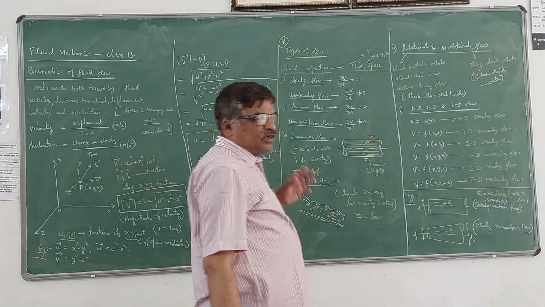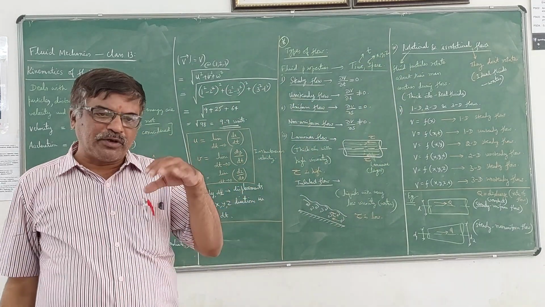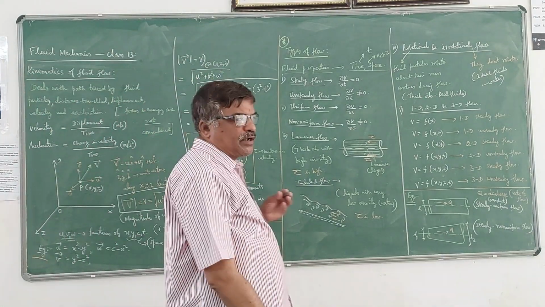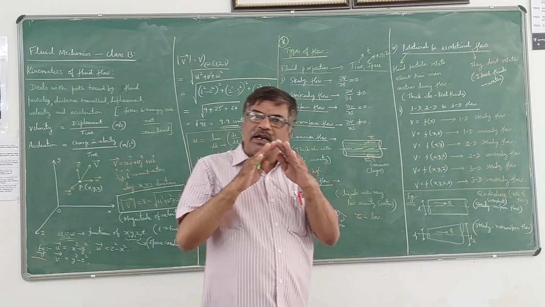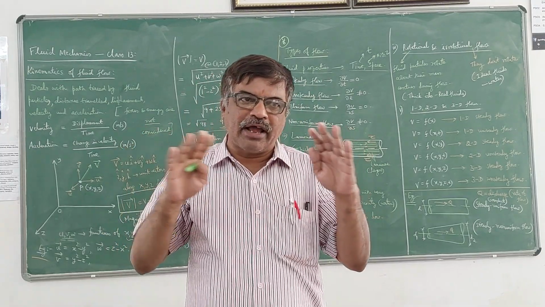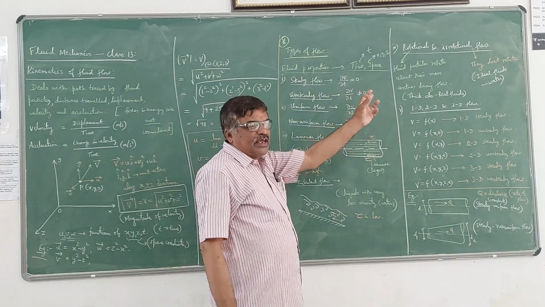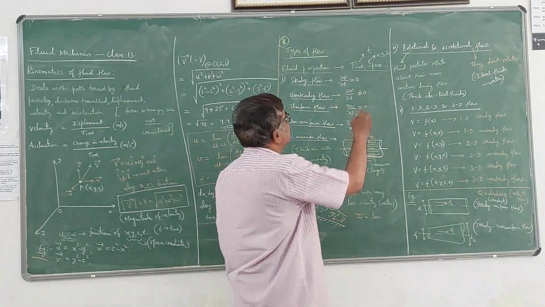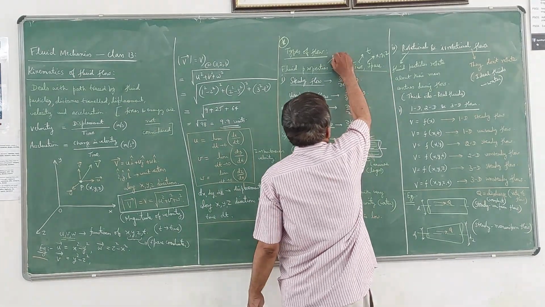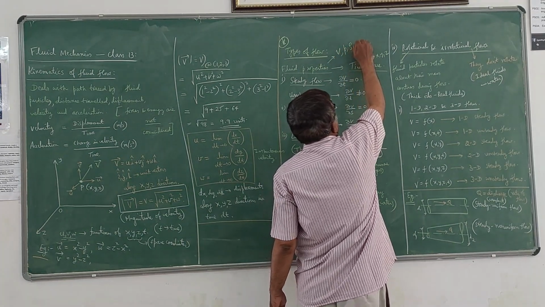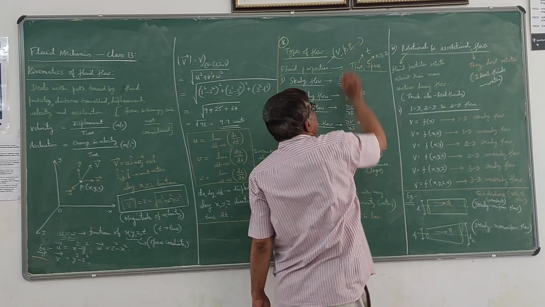Now, the first classification deals with respect to time. If the fluid properties don't change with respect to time over a particular time period, then the flow is called steady flow. Fluid properties can be velocity, pressure, density, etc. So these are the fluid properties.